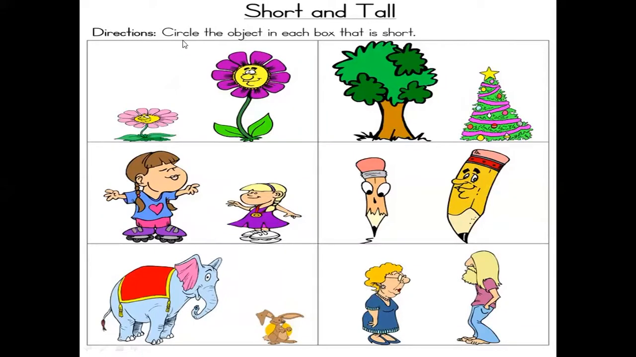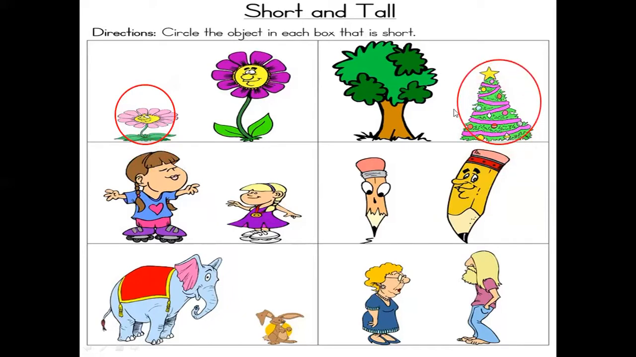What they say in this activity: circle the object in each pair that is short. Okay, again there are two pictures of flowers. Which one is short, this one or this one? Now you can say it easily, this one is short. Well done. Now there are two trees. This one is short or this one is short?